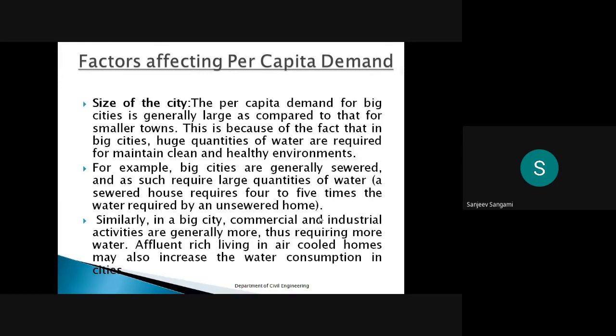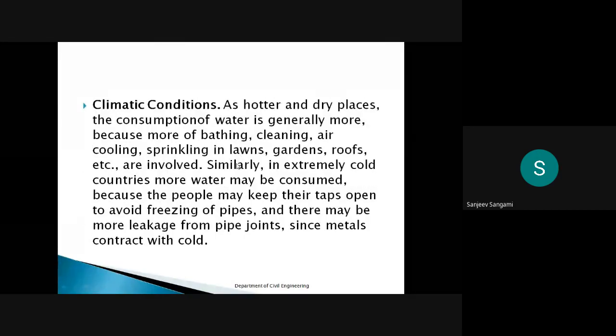The first one is the size of the city. If you go from the normal cities to the metropolitan cities, there the consumption is very high due to their various demands. Then the climatic conditions, that I have already explained: if you go to Mangalore and Rajasthan areas, there the conditions are different, and there will be a lot of water consumption. That is also going to affect.